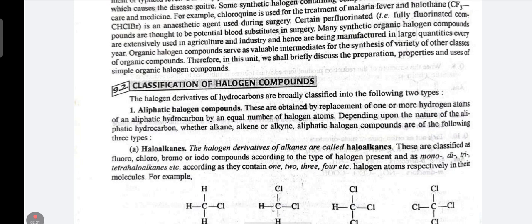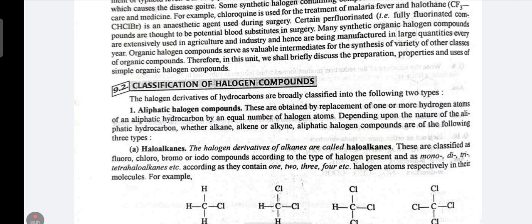Halogen derivatives of hydrocarbon are broadly classified into two types. First one is aliphatic halogen compounds. These are the compounds obtained by the replacement of one or more hydrogen atoms of an aliphatic hydrocarbon by an equal number of halogen atoms, depending on the nature of the aliphatic hydrocarbon, whether alkane, alkene, alkyne.